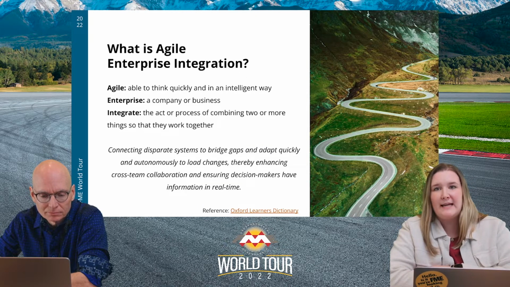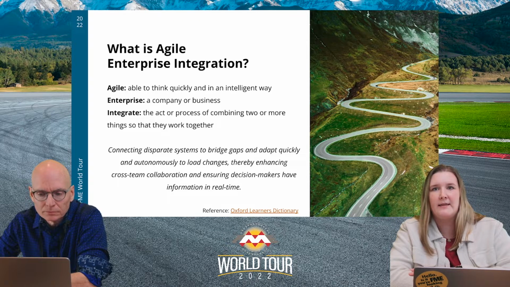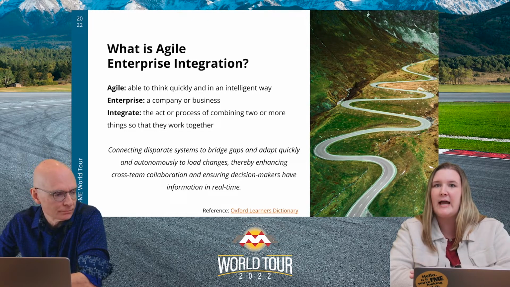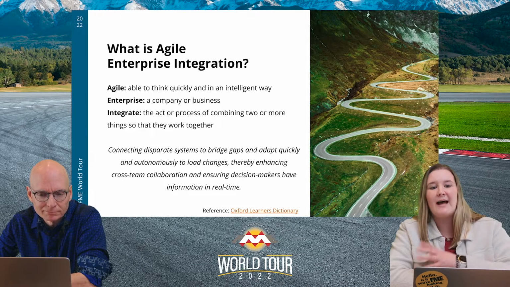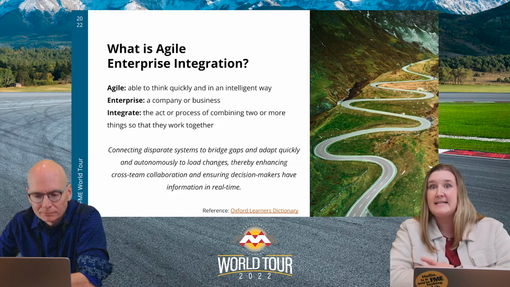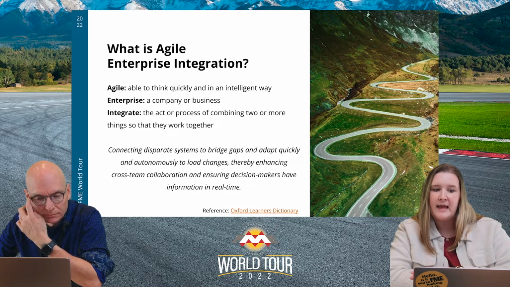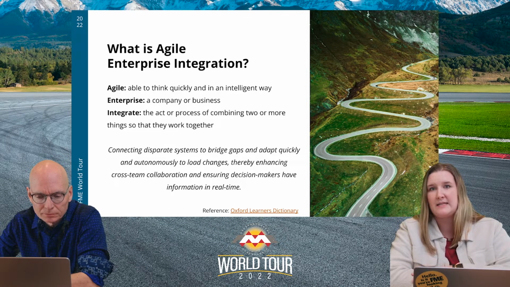So first, what is Agile enterprise integration? I thought the easiest way to outline this concept was actually to break it down word by word and take a look at the Oxford Dictionary definitions. So firstly, we have agile. And to be agile is to be able to think quickly and in an intelligent way. And then we have enterprise, which is simply another word for a company or a business. And lastly, we have to integrate. And this is the act of combining two or more things so that they work together.